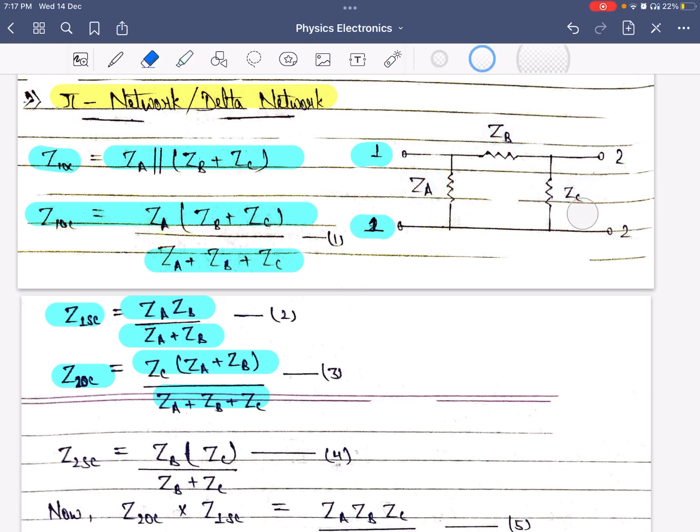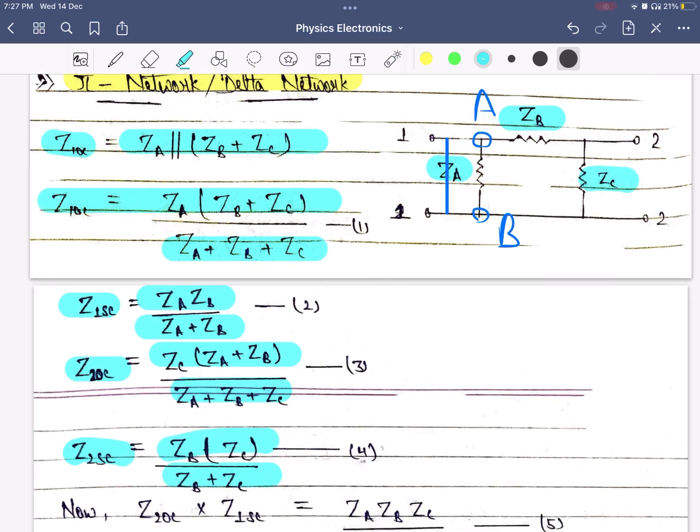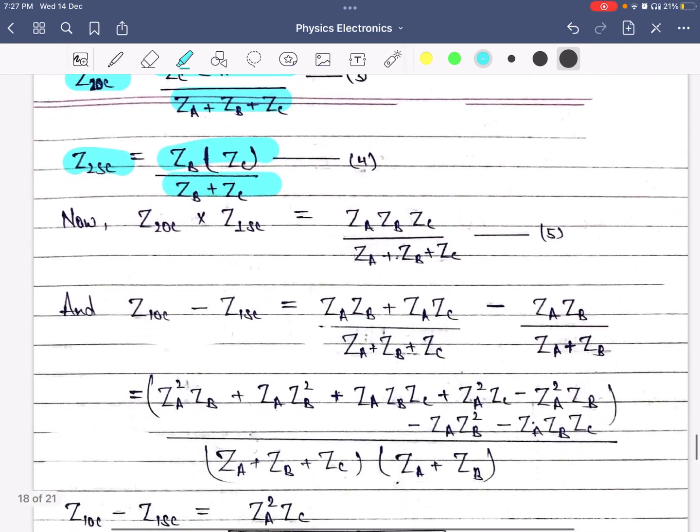Now for the Z2SC, input terminals 1-1 are short, in which case the potential at point A and point B is the same. Then there will be no current flowing through the impedance ZA, and ZB and ZC will be in parallel, which will give this equation.